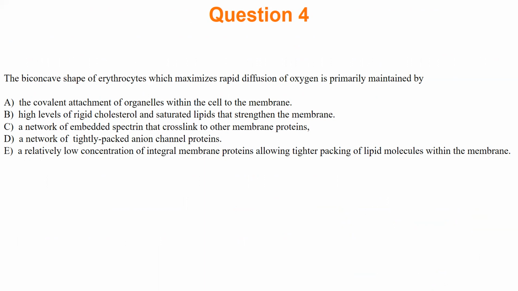So the biconcave shape of erythrocytes: when you look at them, they look kind of like a donut. That's really bad, but it's like a circle with a dent in it, almost like a donut. And that shape is there so it can diffuse oxygen very fast. How does that happen? So take a second and review yourself about how the membrane of a red blood cell might get its shape based on what we talked about.